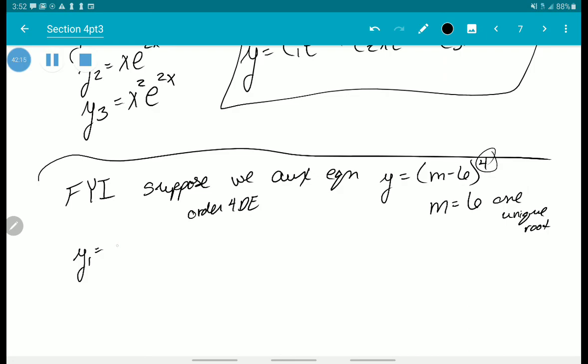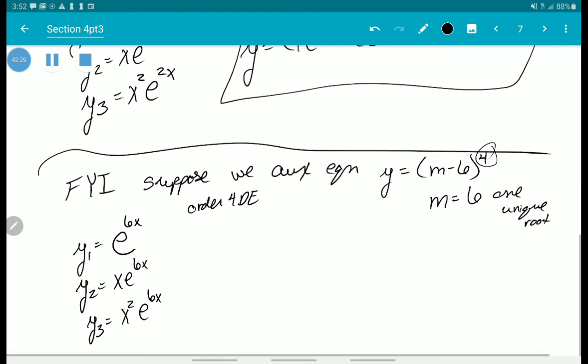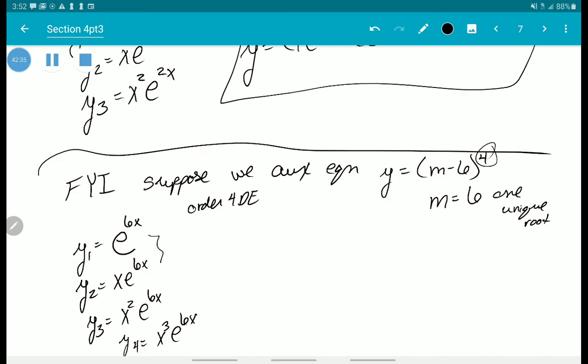So the first solution would just be e to the 6x. The second solution would be x times e to the 6x. The third solution would be x squared e to the 6x. And then the fourth solution would be x cubed e to the 6x. So you can see the pattern that's going on there by multiplying by an x every time. It's kind of an extension of what we talked about in section 4.2. We're not going to go through and prove that, but just to let you know, in case you encounter a differential equation that way, what that pattern looks like and how it happens.